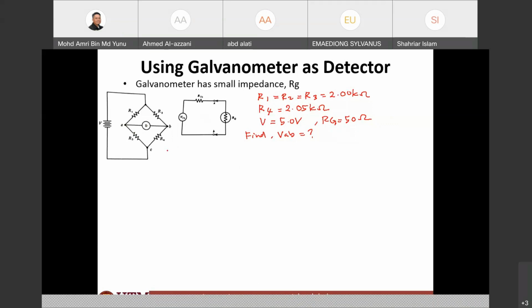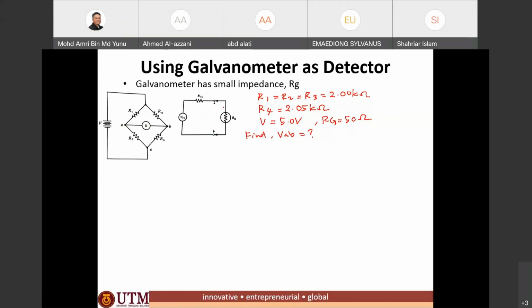So the first step, basically we have to construct a Thevenin circuit here, where Rg is the resistance of the galvanometer. The Thevenin resistor estimated for the circuit here, and then the Thevenin output between A and B. So we have to determine what is the value of the Thevenin circuit elements.